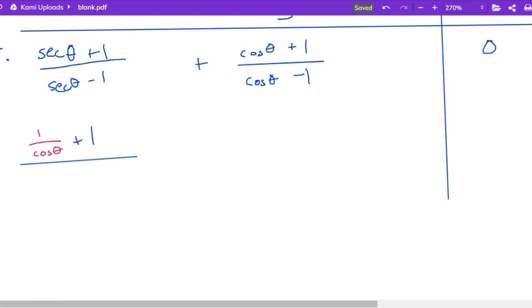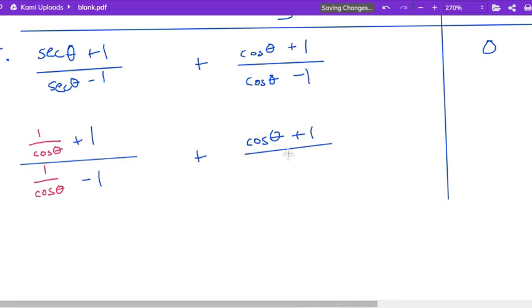So here we will also write it as 1 over cos theta minus 1. Can you not just flip that? No, you cannot just flip them, because of the plus 1 and minus 1. But if there was no plus or minus, you just flip it. If you had secant over secant, it is just 1, no need to flip anyway.